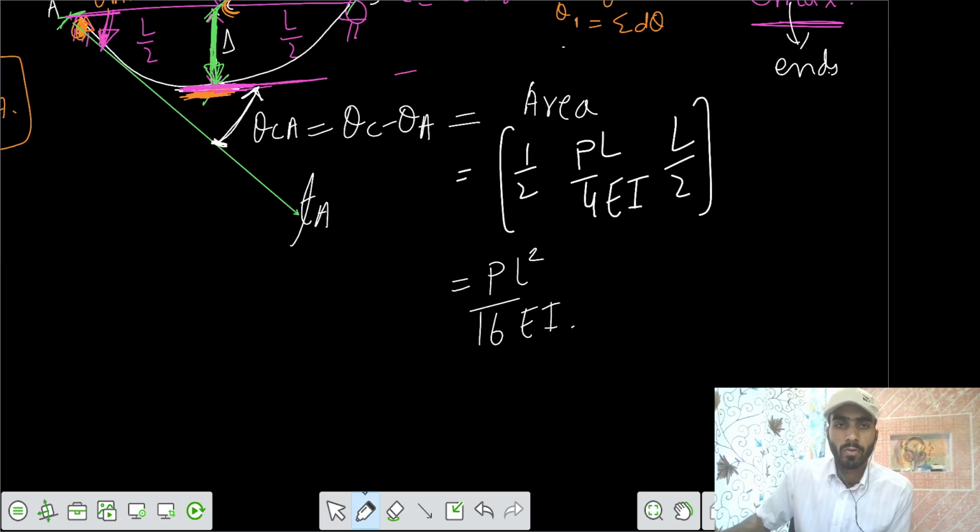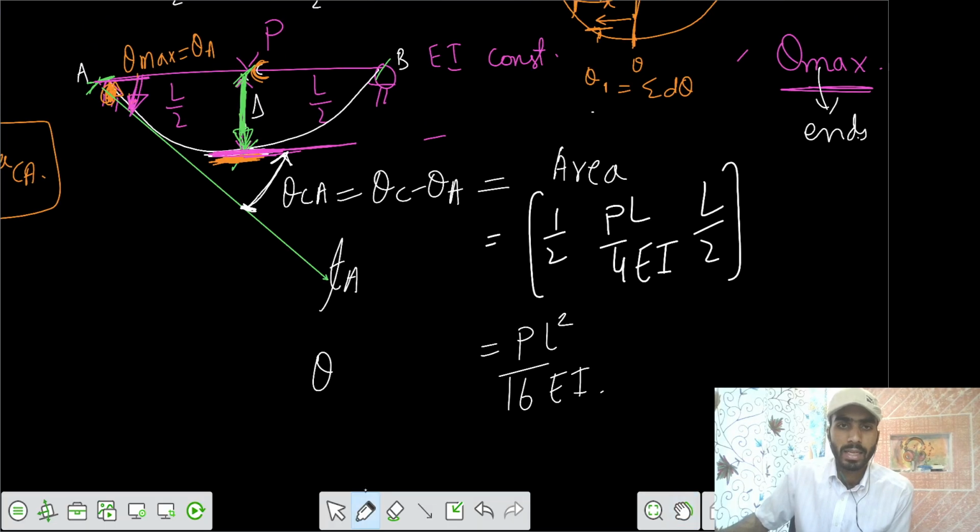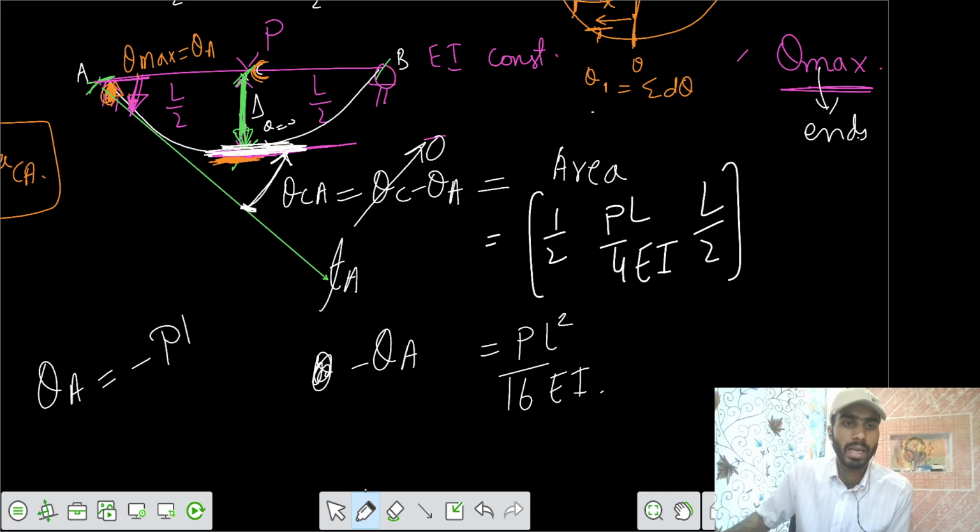So from the analysis, theta C is equal to 0. Isn't it? Here the theta is 0, so we can write theta C equals 0. So we are left with minus theta A equals this value. So your theta A is minus PL square by 16 EI.